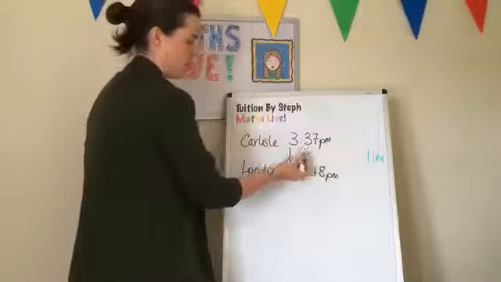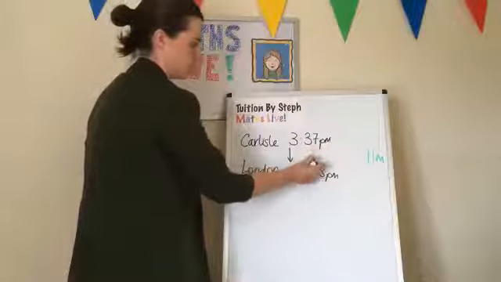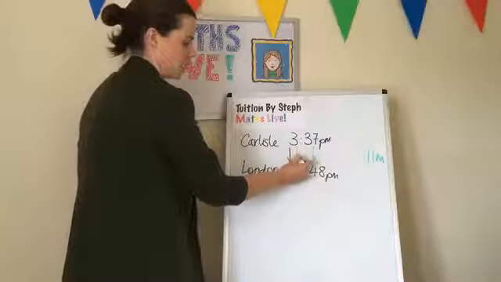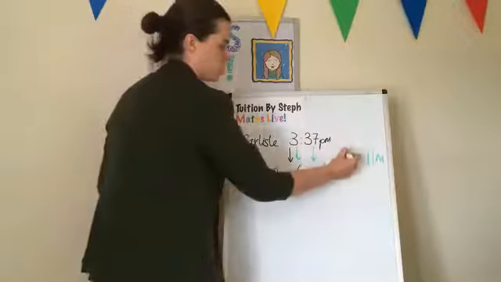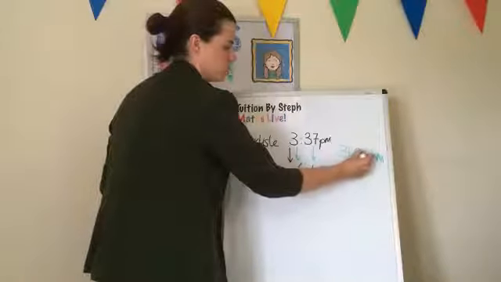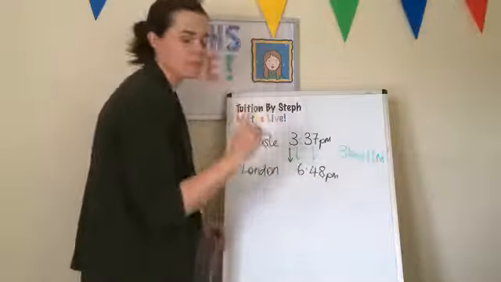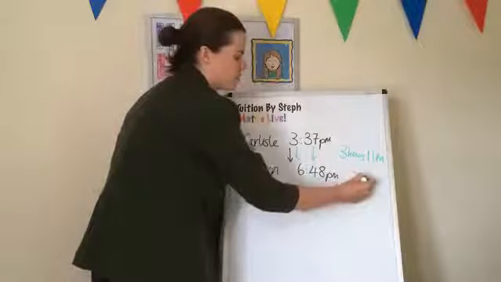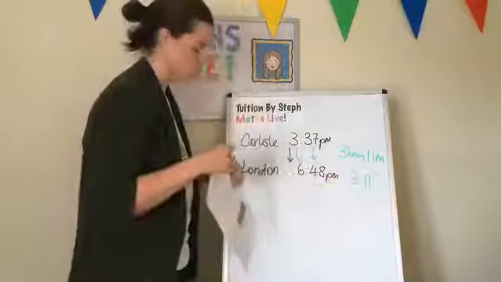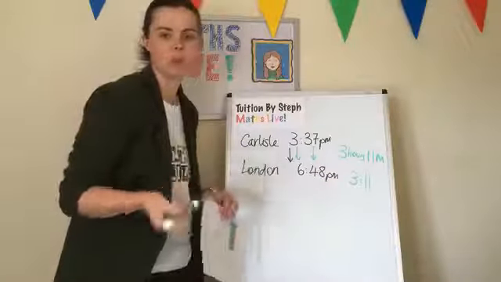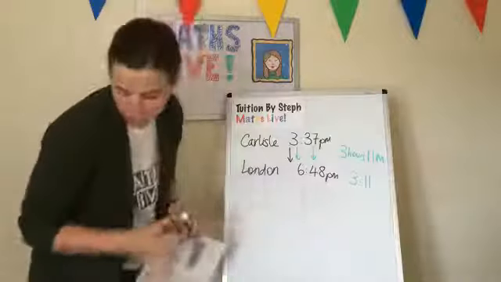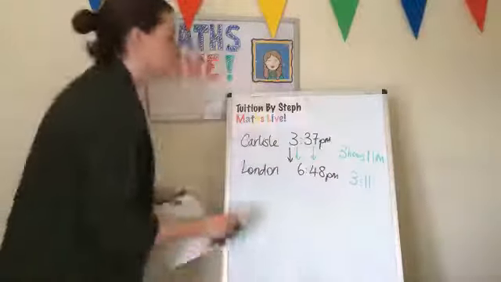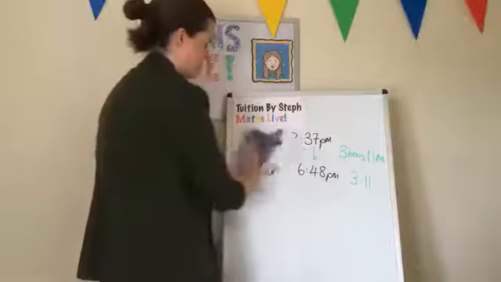And now, how many hours did it take? So we've done this bit. And how do we get here? So it's 3 hours, 11 minutes. Remember, don't write 3:11 because that looks like it's 3:11 in the morning or 3:11 in the afternoon. So 3 hours, 11 minutes. Well done.